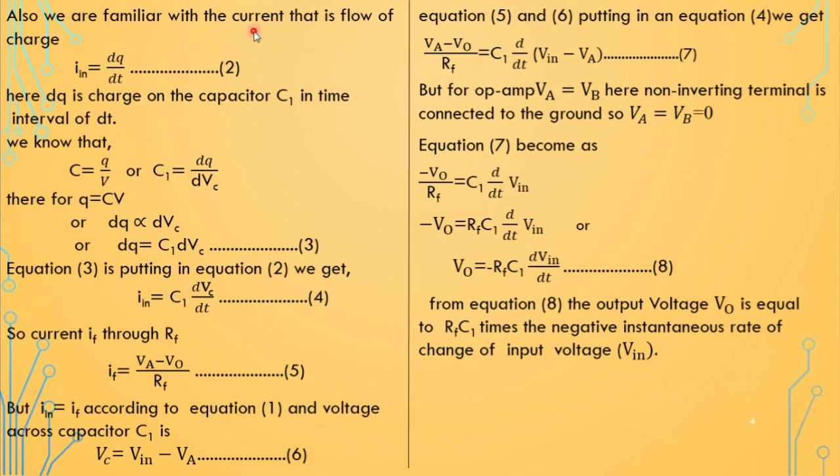Also we are familiar with the current, that is the flow of charge. So IN is equal to dq upon dt. This is our equation 2. Here dq is the charge on a capacitor C1 in a time interval of dt.